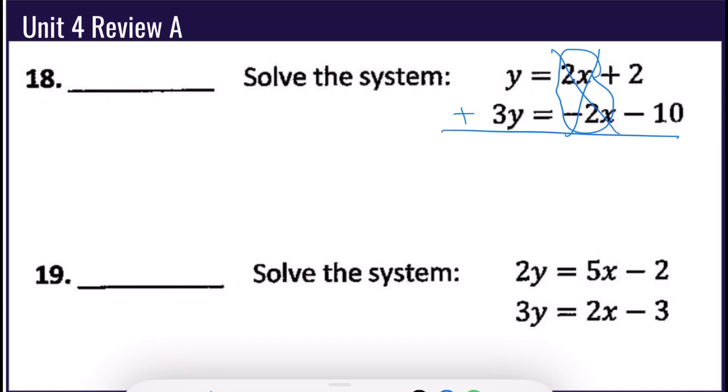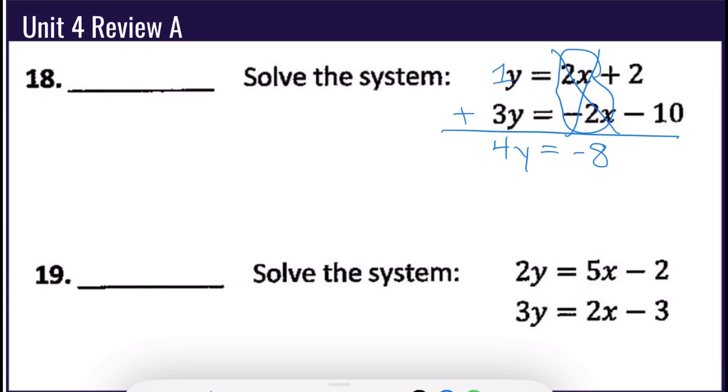And for my y, remember, if it doesn't have a number in front of it, we can always put that invisible 1 in there. So 1y plus 3y would give us 4y. The equal sign just comes straight down. And 2 minus 10 would give us negative 8. And now we're just back to a one-step equation.